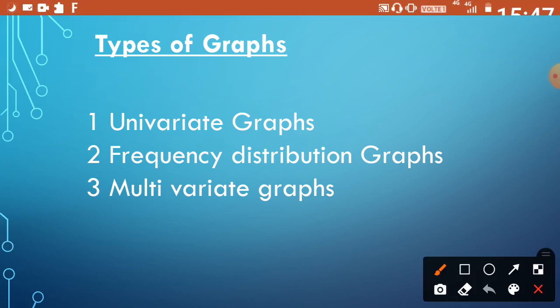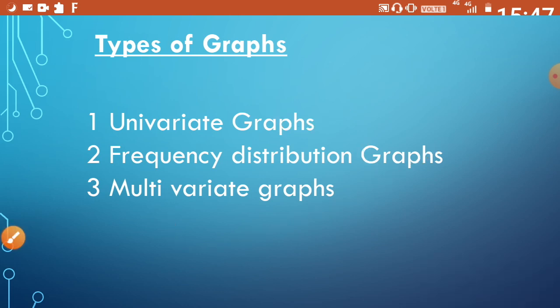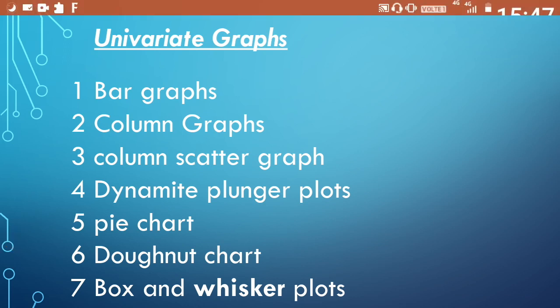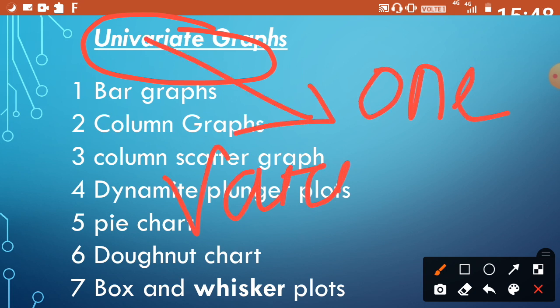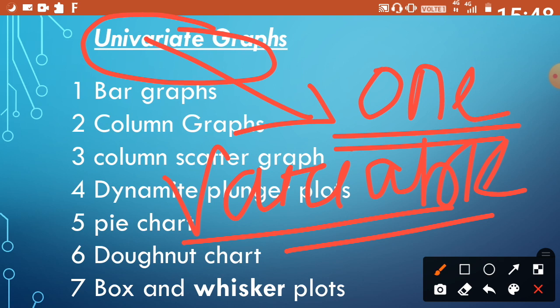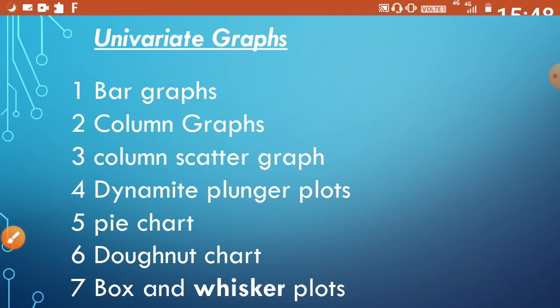So now we will consider types of graphs. First is univariate graphs, then frequency distribution graphs, and then multivariate graphs. Let's see what a univariate graph is. The name itself says that we are considering only one variable. Univariate means one variable, just remember it. Whereas when I say multivariate, I consider more than one variable. That's multivariable.